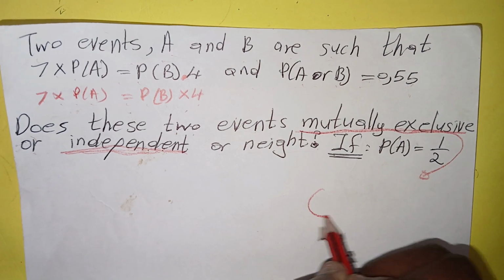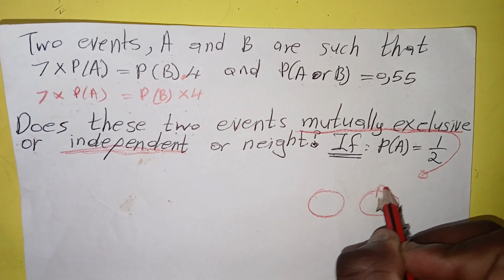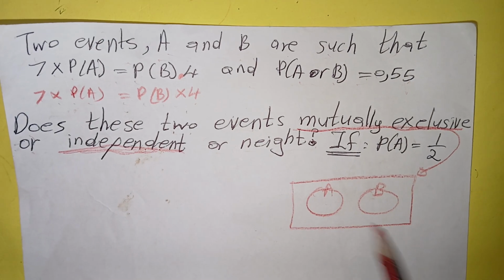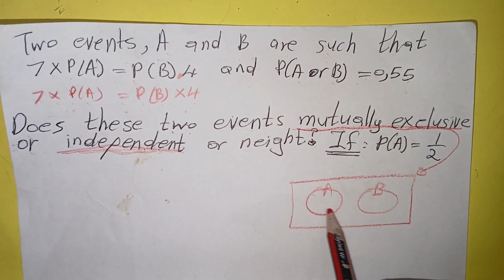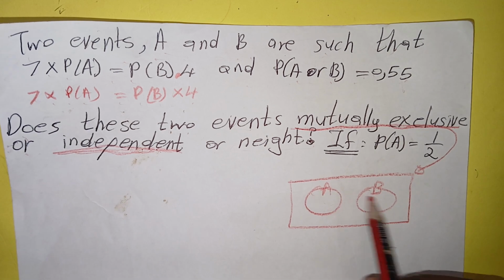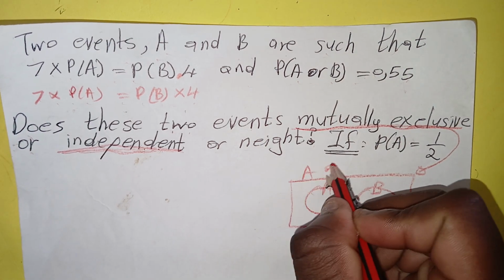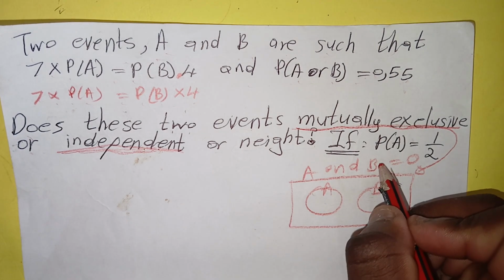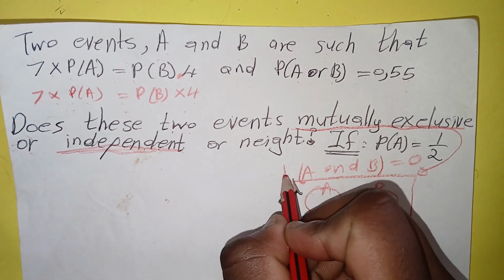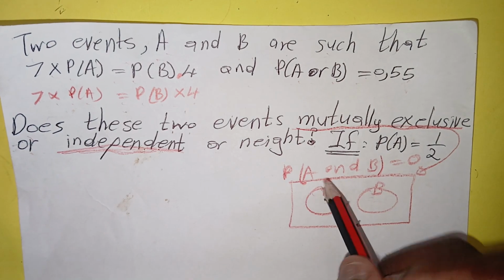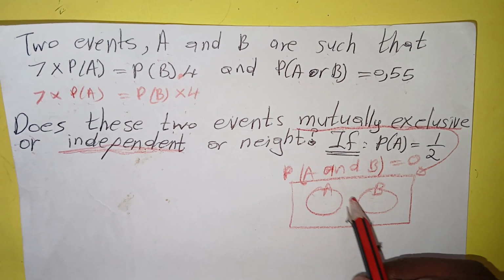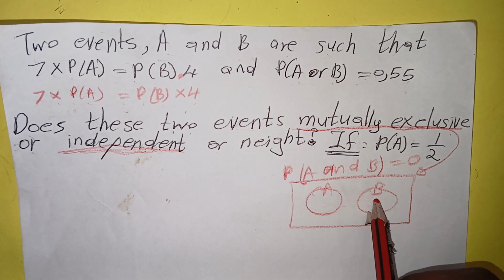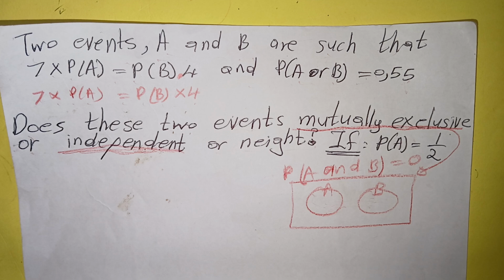Mutually exclusive events are two events which cannot occur at the same time. And as they do not occur at the same time, they don't intersect, meaning that the intersection of A and B is equal to 0, as well as its probability. If their intersection is 0, it means their probability will be 0 because they don't intersect, as you can see, guys.